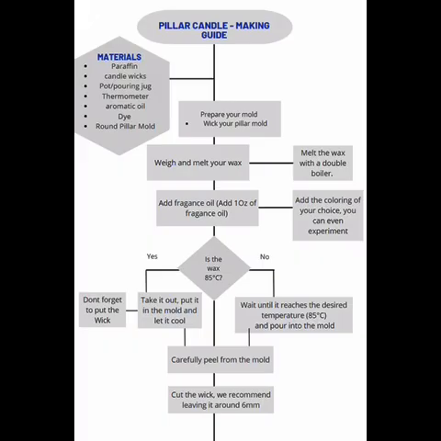Now check the temperature. If the wax is at 88 Celsius, pour it into the mold and let it cool. If not, wait until it reaches the temperature. Once set, carefully remove the candle from the mold and trim the wick to around 6 millimeters. And that's it. You can make your own homemade pillar candles.